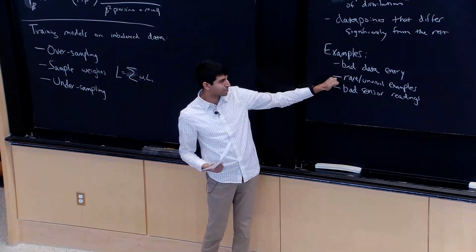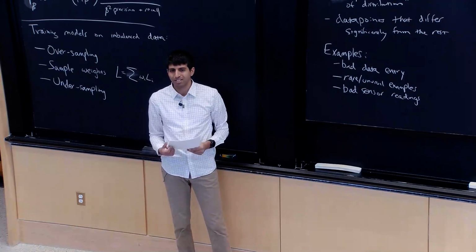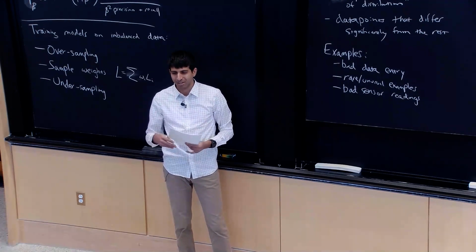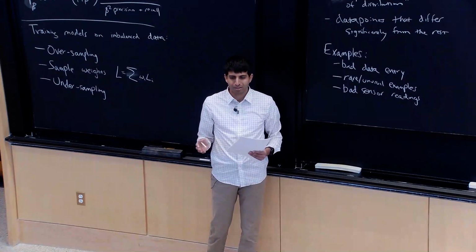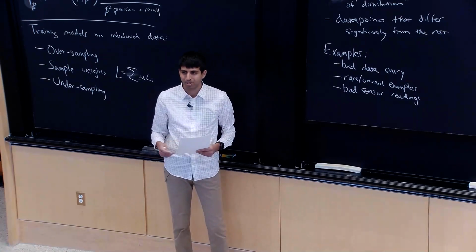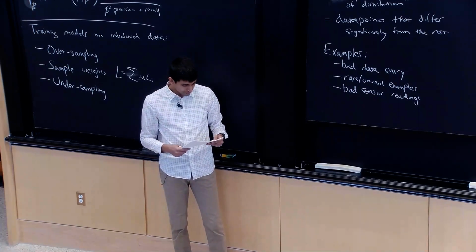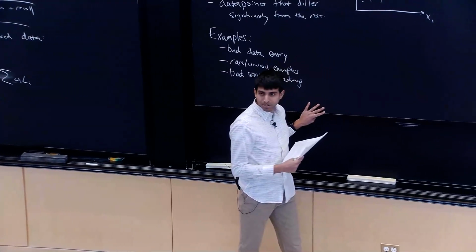For rare or unusual examples, you might actually want to handle them differently. Those are super valuable data points because they're real, they're not buggy. You might want to make sure that your machine learning model handles them correctly, like that stoplight example we saw in one of the previous lectures. Any questions so far?